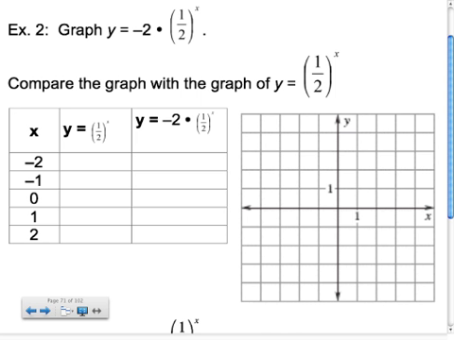So when x is -2, then this value is 4. We've already done this one. This is 2. This is 1. We have 1/2, and we have 1/4.